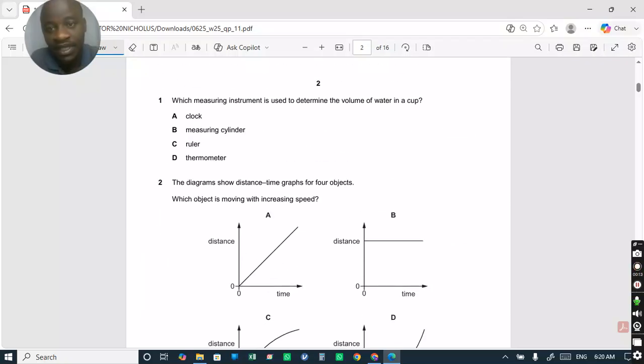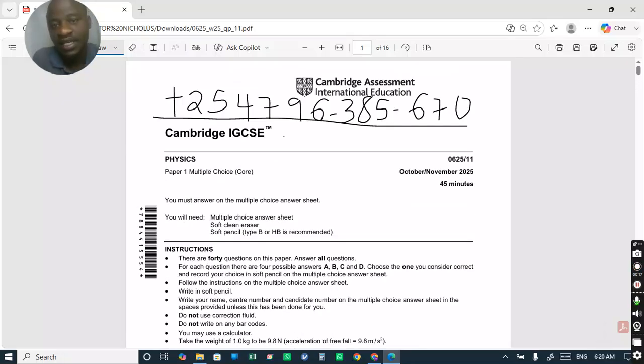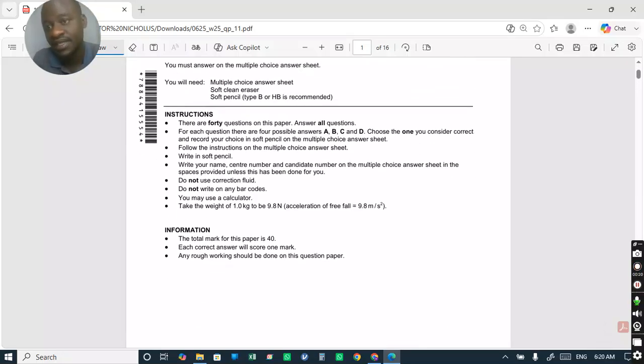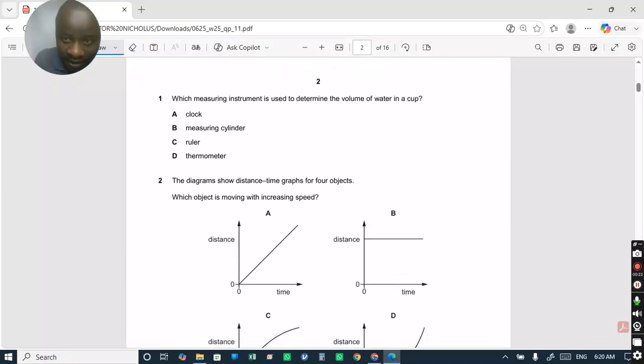Question 1. Which measuring instrument is used to determine the volume of water in a cup? This is physics, IGCSE. I also assist GCSE as well, together with the secondary school.